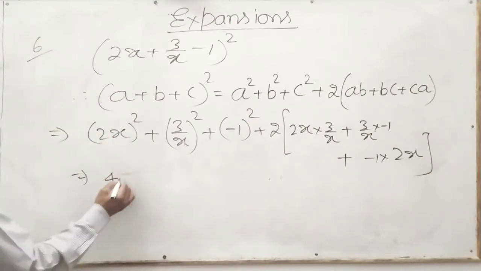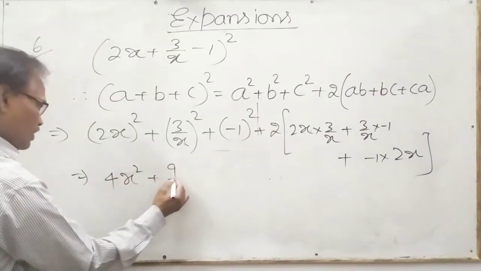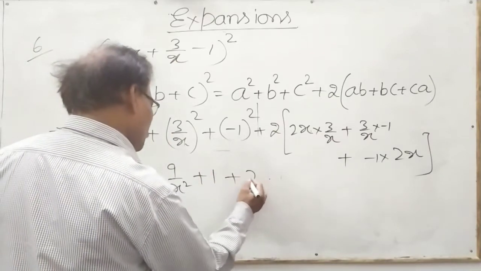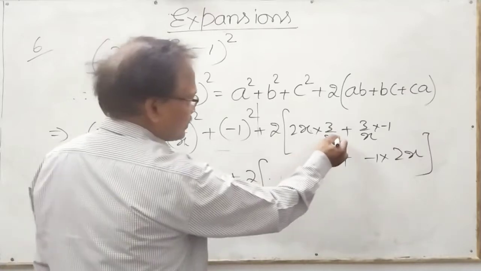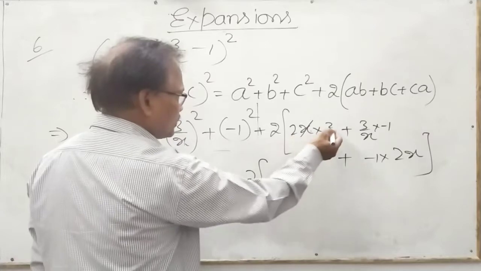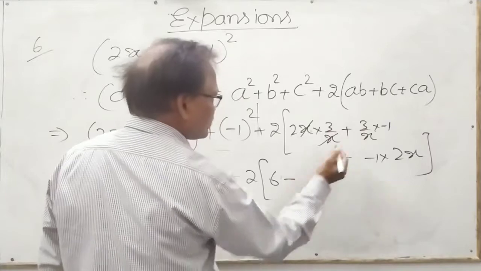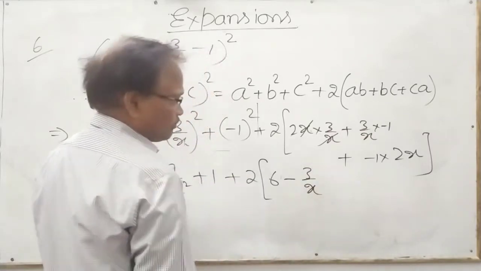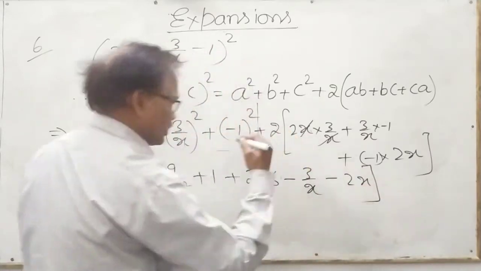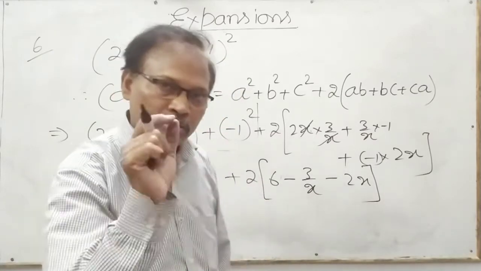Simplify this. This is 4x square, this will be in plus. Up to here you get plus. Plus 9 by x square plus 1. Clear? Then plus 2, this one, and big bracket. This x is cancelled because in the numerator and denominator, what will you get? 2 3s are 6. This one has a minus sign, so minus, plus, minus 3 upon x. This again has the minus sign, so minus 2x, and close the big bracket. Now simplify more. Always write the answer in the simplest form.